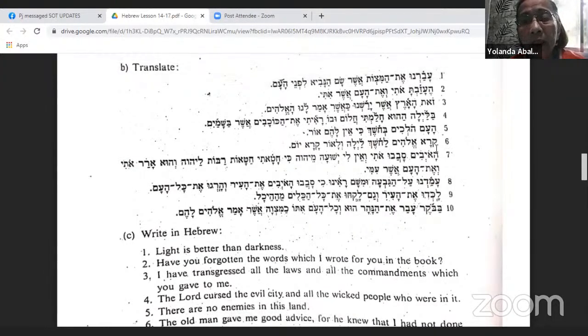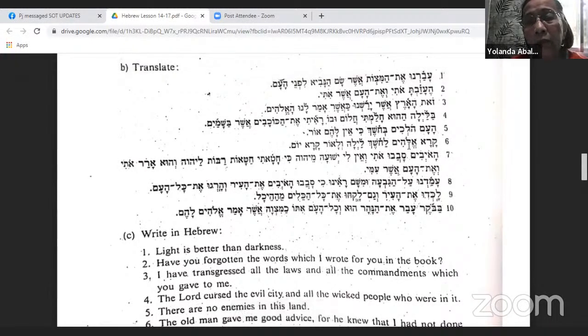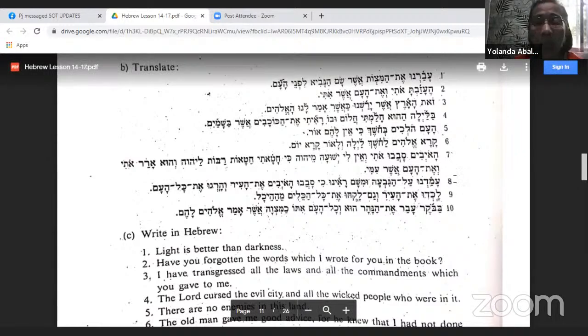Number 6, Kara Elohim Lekoshek Laila Vela or Kara Yom. And God called the darkness night, and the day, he called Yom, day. And the light, Bilaor, and the light, he called day, Yom. Verse 7 na tayo.